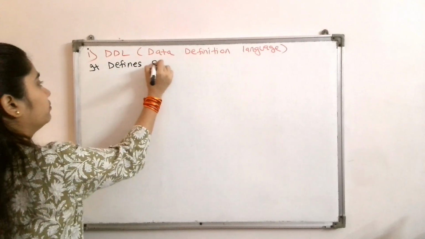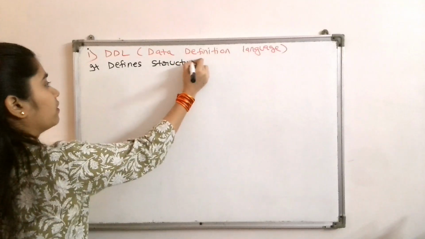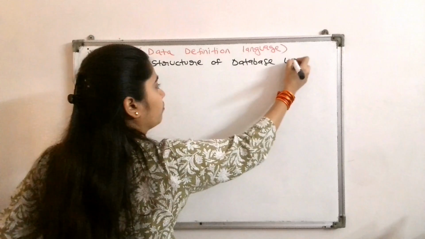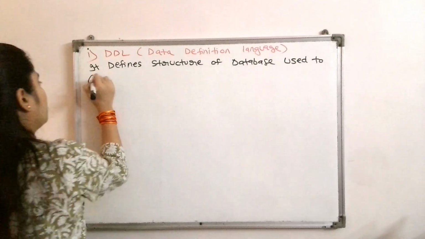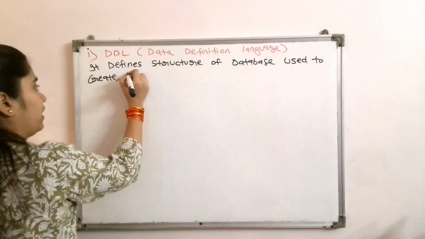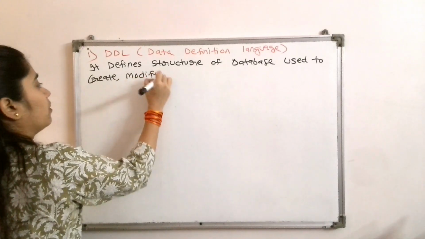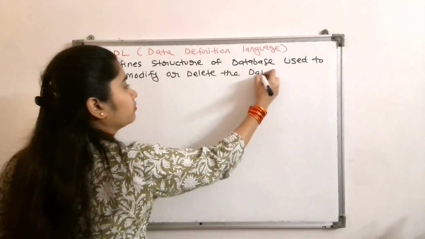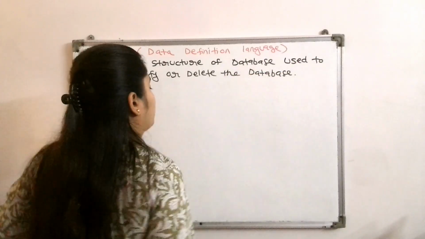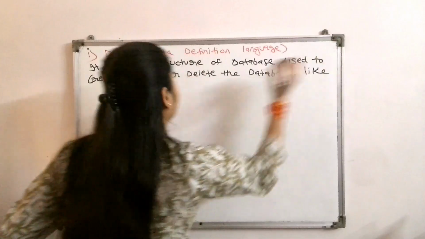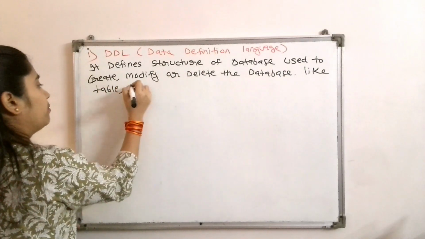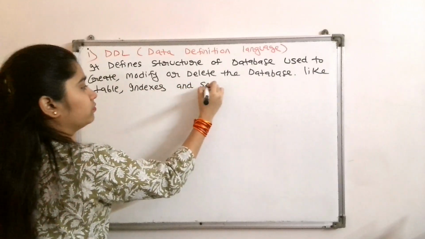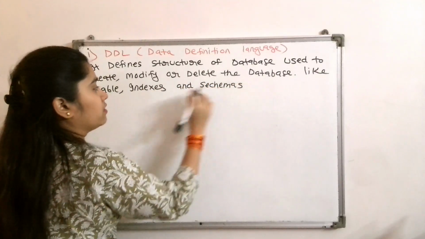It defines the structure of the database, used to create, modify, or delete the database, like tables, indexes, or schemas.